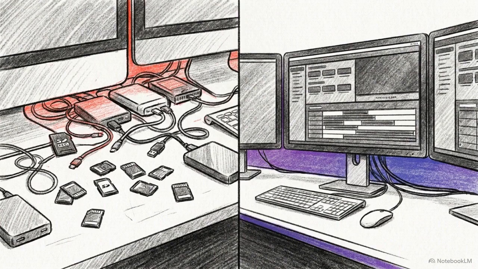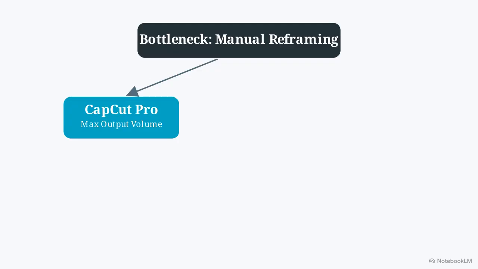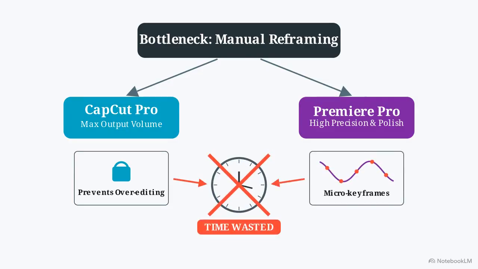Choosing a winner comes down to the nature of your footage and the scale of your production. Start with your primary bottleneck. If your goal is maximizing raw output volume, branch left to CapCut Pro. Its restricted interface prevents over-editing. But if you deal with erratic motion and high polish, you need Premiere Pro. Using the wrong tool wastes your time.